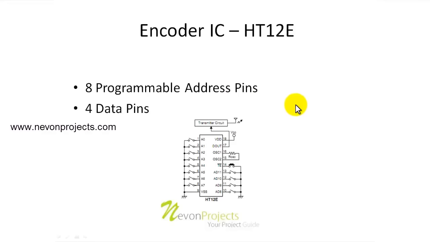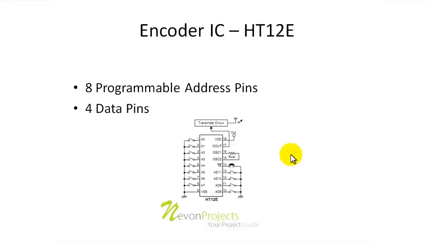So this is the encoder IC, that is HT12E. It has 8 programmable address pins. Now why is the address needed? Because we may have multiple RF modules working in our surroundings, so we should know that we are receiving the data from the legitimate one and not the other one.